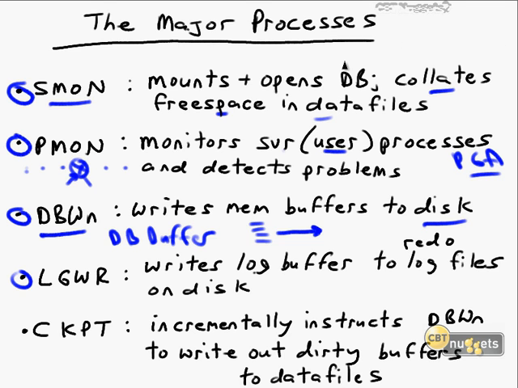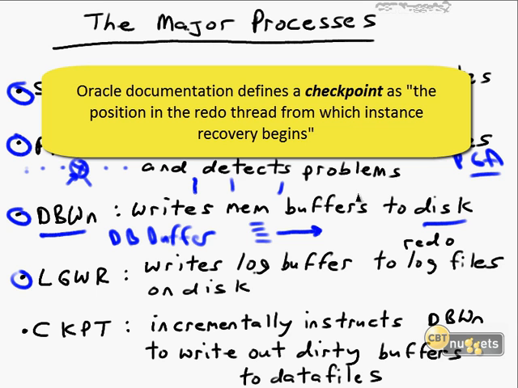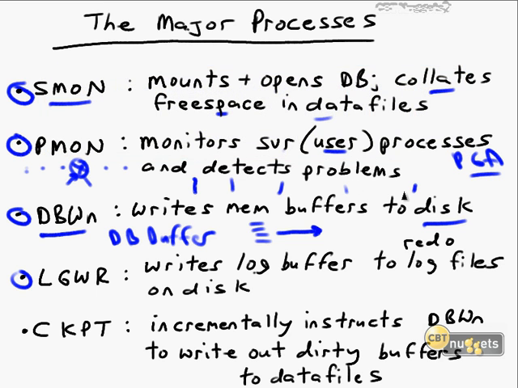When the database writer kicks in, it also advances the checkpoint. A checkpoint is a periodic marker that is recorded in the control file, which we haven't yet discussed, but we will shortly, and also in the redo log files. It's used during instance recovery for Oracle to know which transactions have been committed and which ones haven't been committed.